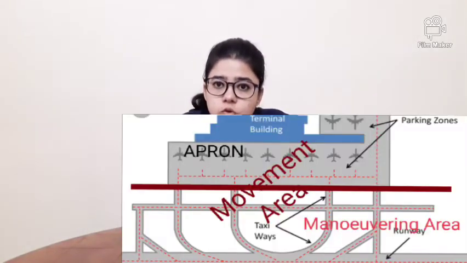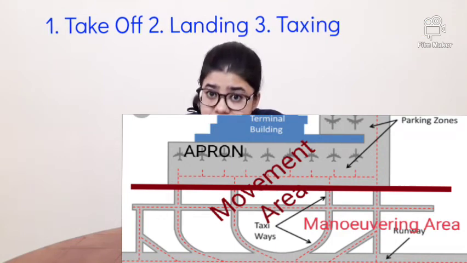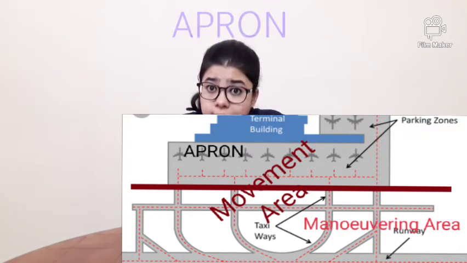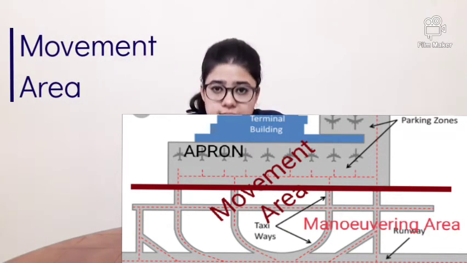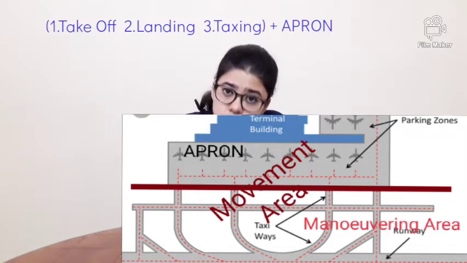The next definition is that of the maneuvering area. The catch is maneuvering area. It is an area on an aerodrome intended for takeoff, landing and taxiing of the aircraft but does not include the aprons. Whereas the movement area is also used for takeoff, landing and taxiing of an aircraft, but this includes the apron.